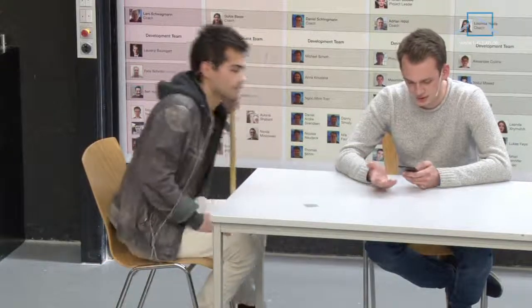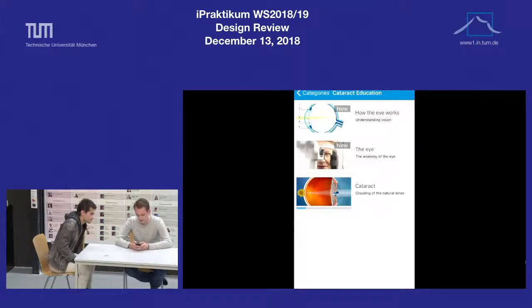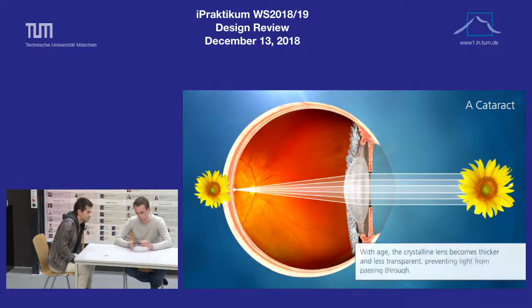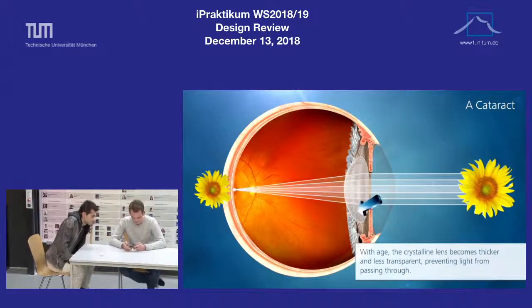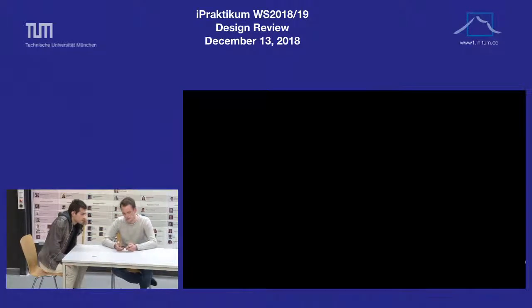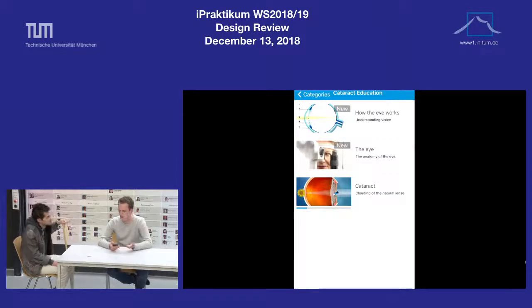So let's go to surgery preparation and to cataract education, and let's watch a video about cataract, right? Age, a crystalline lens becomes thicker and less transparent, preventing light from passing through. Yeah, so, well, let's stop it for now. You can return to it later. It remembers where you were. So as you heard, the lens getting cloudy, so it has to be replaced by an artificial lens.